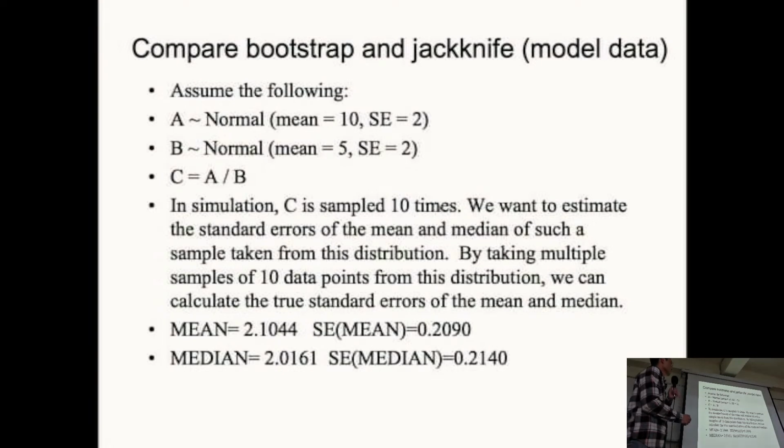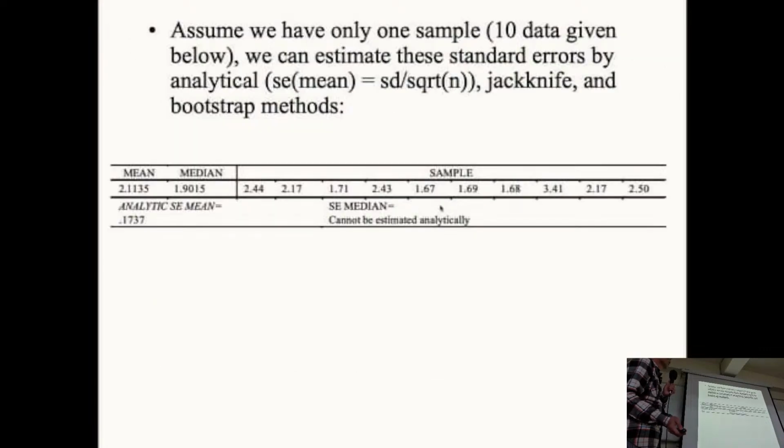But suppose C is sampled 10 times, and we want to estimate the standard error of the mean and median of such a sample taken from this distribution. Taking 10 data points multiple times from this distribution, we can calculate the true standard error of the mean and the median. You can do this a lot of times, because it can be repeated, so you know the true answer. Then assume we take only one sample with only 10 data points. We would like to use those 10 data points to estimate the standard error. We can use an analytical solution, we can use the jackknife, or we can use the bootstrap.